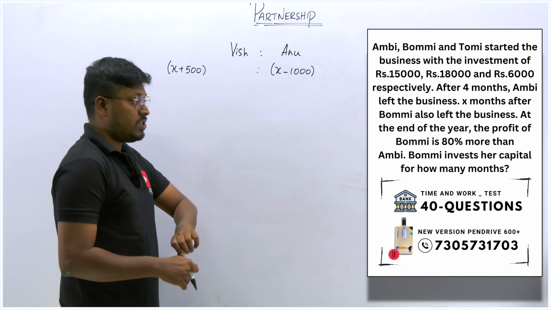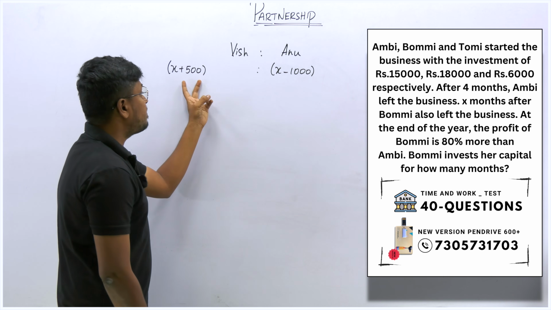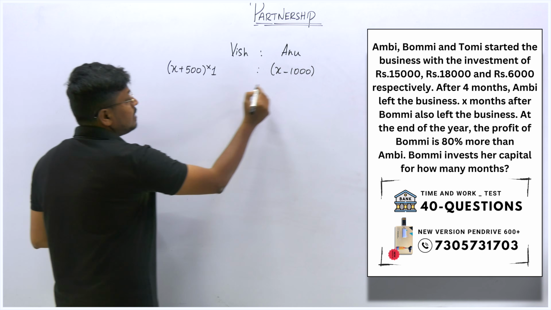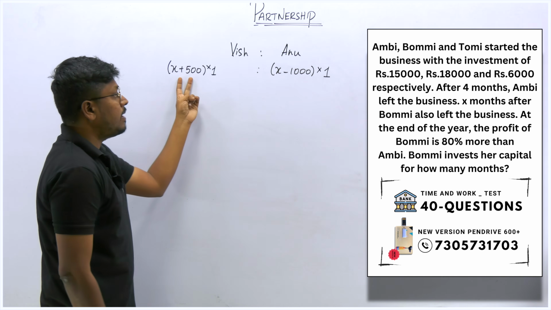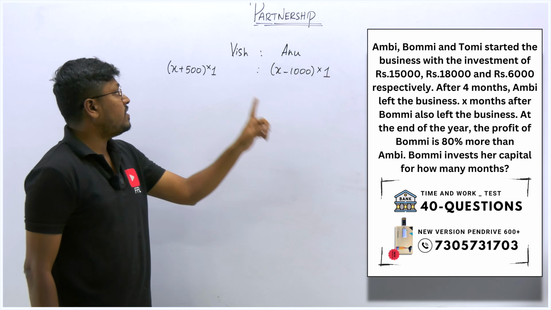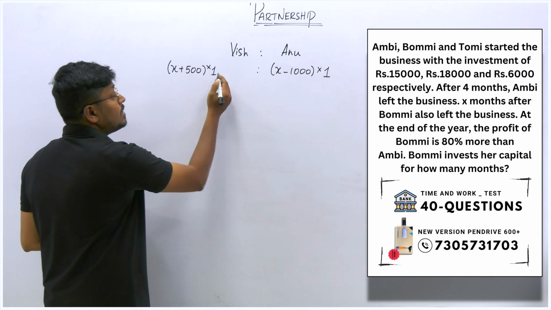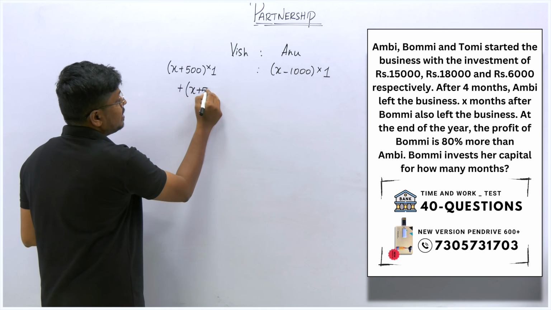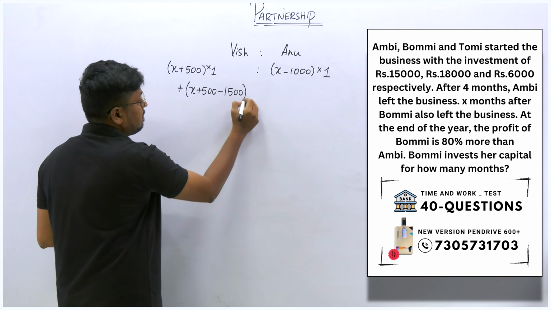After 1 year, Vishnu withdrew 1500 rupees. That means for the first 1 year, their investments were these amounts, so we multiply by 1, which denotes the 1 year. For 1 year, the first person's investment is x plus 500 and the second person's is x minus 1000. After 1 year, Vishnu withdrew rupees 1500, so his investment is x plus 500, and after 1 year we subtract the 1500.